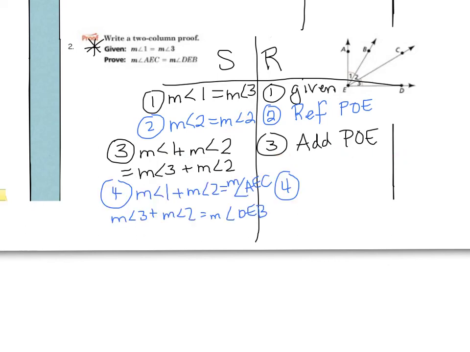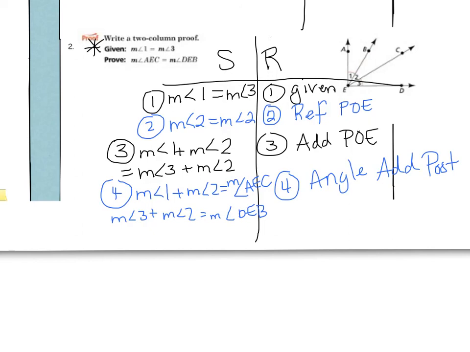Well, now our next step is going to say that the measure of angle 1 plus 2 is really equal to AEC. And that's true because we're now using letters to state the angle. And the same thing for the measure of angle 3 plus angle 2. That really is DEB. And that's going to be true because of something we used before called the angle addition postulate. And that just states that if you have two angles and you add them together, they equal the larger angle.